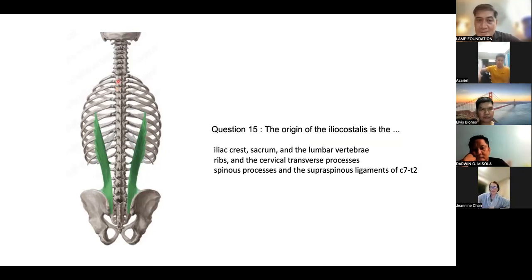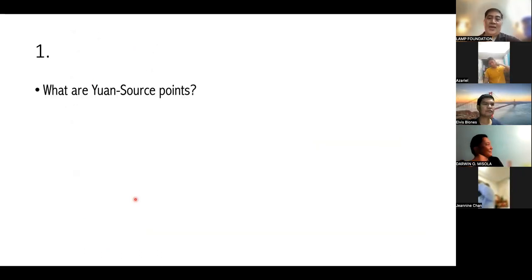Hindi pa tayo tapos. Punta na tayo sa Yuan-Source points. Okay, can you define what Yuan-Source points are? Yuan-Source are the source of vital energy through which the pathological changes of Zangfu organs are manifested. Okay, when do we use it? Kailan natin siya gagamitin? When treating the diseases of internal organs. Okay, when you have issues.